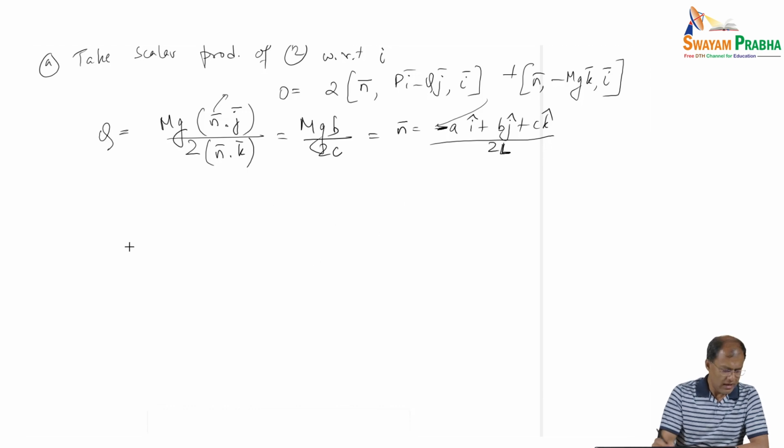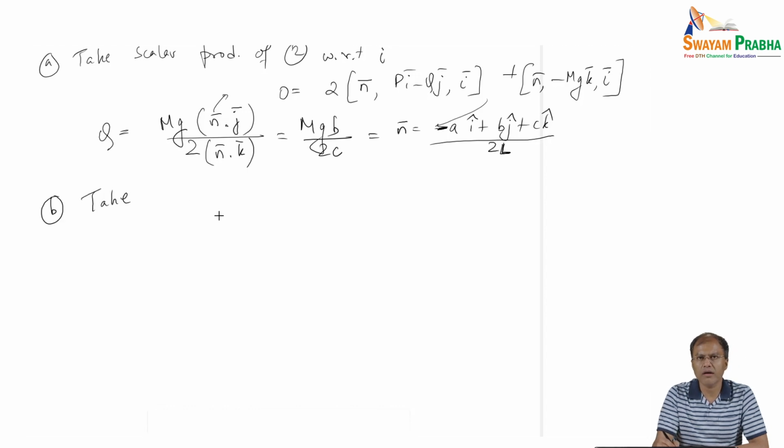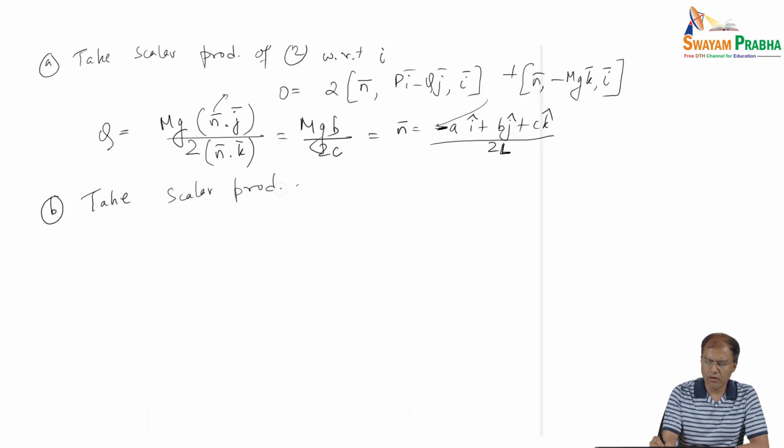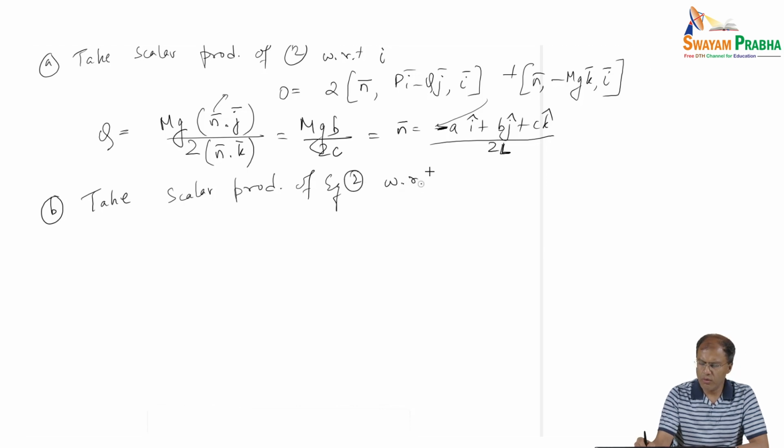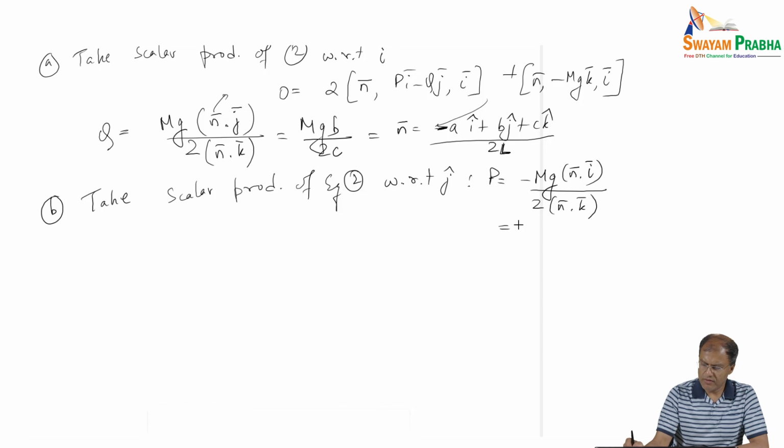So q is this. Similarly, we can write the triple product. Again we take a scalar product of the same equation 2 with j, and we are left with an equation for p. Taking the scalar product of equation 2, which we have written in the previous slide, with respect to j, what we find is that p is minus mg n dot I by 2 times n dot k, and we see that this is mga by 2c.